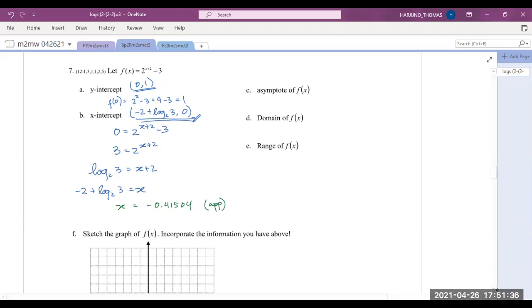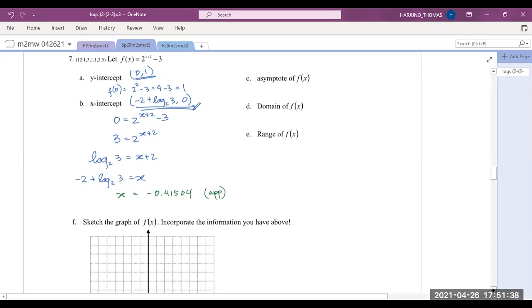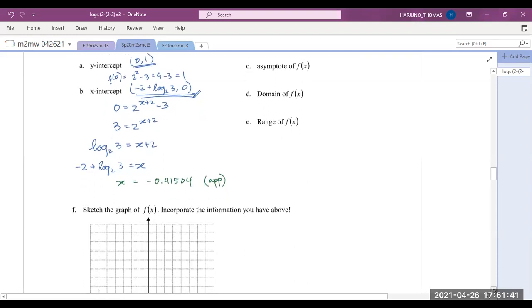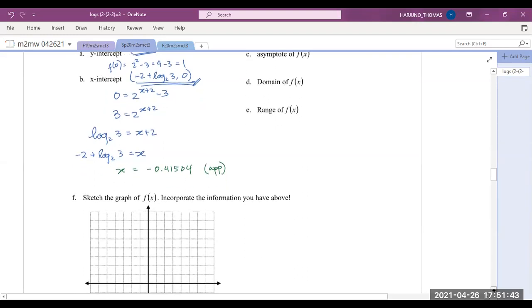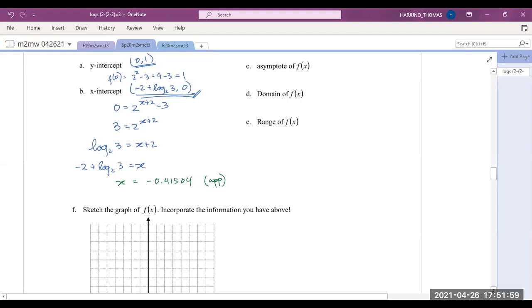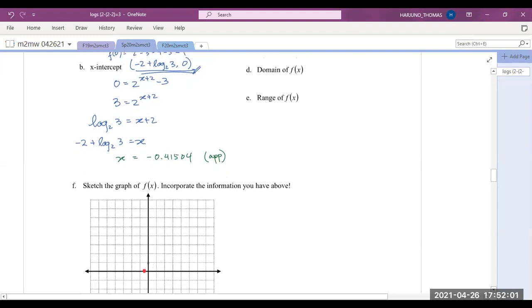Now, what is the purpose you want us to do the approximate form, Thomas? Well, so that later on you can plot it on your coordinate system. We can approximate that, right? So for example, the x-intercept later on will be negative 0.4 approximately here. Your y-intercept (0, 1) is approximately here. Oh no, that's not approximate, that's the exact one.